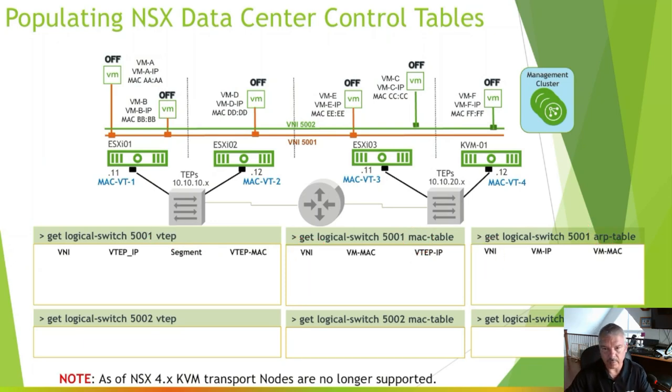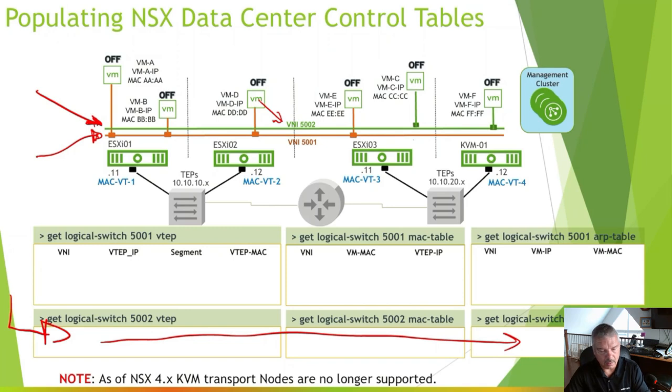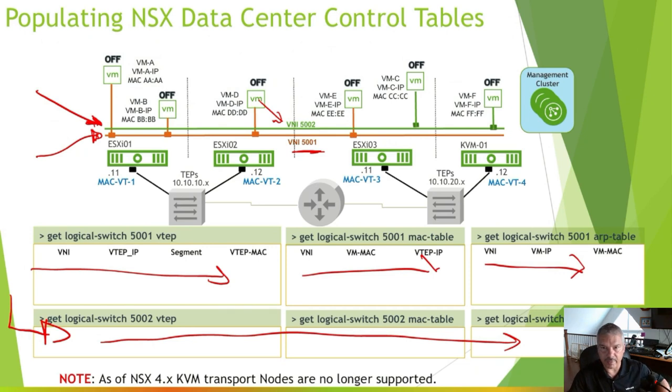Now, before I begin powering on machines, each segment gets its own set of VTEP, MAC, and ARP tables. So you see the green segment here is 5002. It has its set of tables right here. The red segment, VNI 5001, has a set of tables right here. So if you got 1,000 segments, you got a VTEP, MAC, and ARP table for each one. And all that's stored on your central control plane.